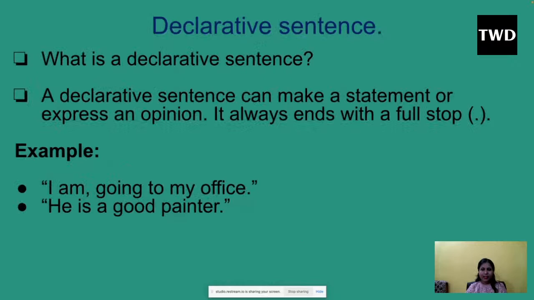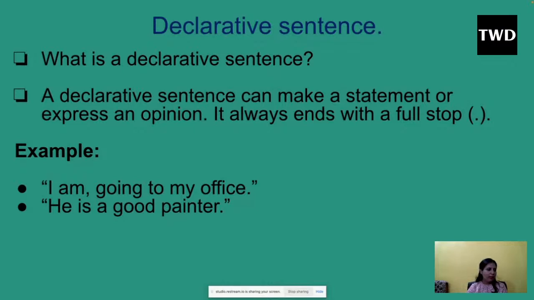Declarative sentences are known to be normal statements which express our opinions, and generally these kinds of sentences end with a full stop. Like, I am going to my office. So I am informing you something, and this is a normal sentence. This is a normal statement. I am an English trainer. You all are developers. So all these are normal statements.